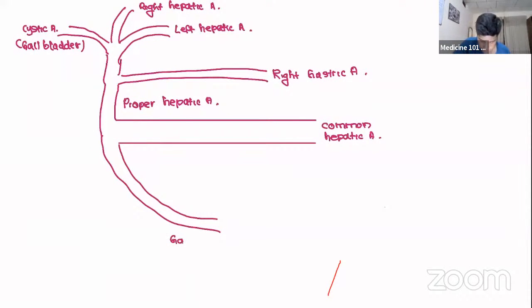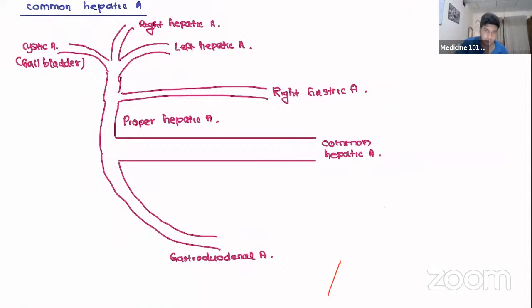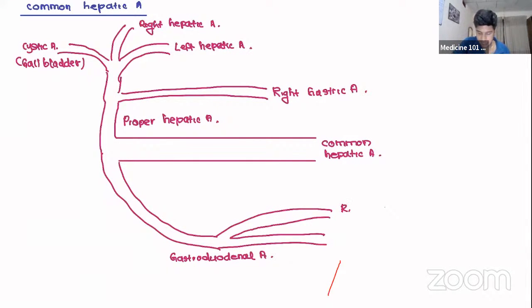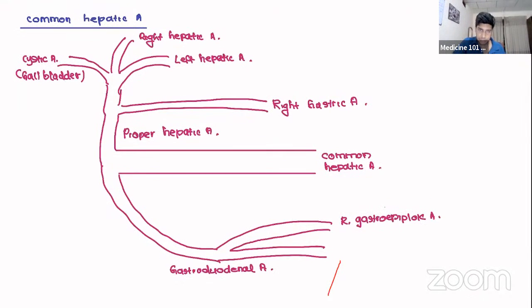This is called the gastroduodenal artery. I told you the celiac trunk supplies part of the duodenum. Here it is. Now you can see the word gastro here. Can you tell me what artery of the stomach it supplies? Right gastroepiploic. Yes, perfect. So it supplies the right gastroepiploic artery and part of the duodenum.